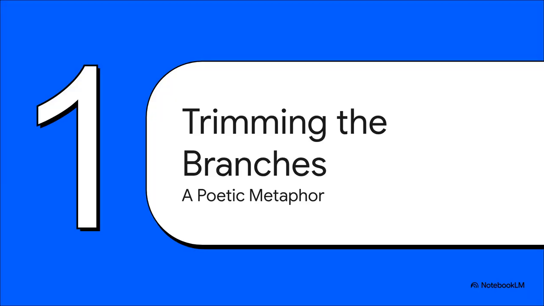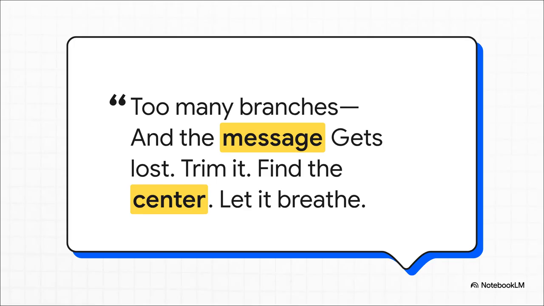So, what's really cool is how this lesson kicks off. It doesn't just throw a dry definition at you. No, it starts with this beautiful and powerful metaphor. The whole thing is framed around this idea of trimming the branches. I mean, just listen to that. It really gets to the heart of it, doesn't it? A story, just like a tree, has this core truth. But if you have too many extra details, all those branches, you can totally lose the main point. So, summarizing is all about trimming away the clutter to find that center and just let the message breathe. Such a cool way to frame it, right?